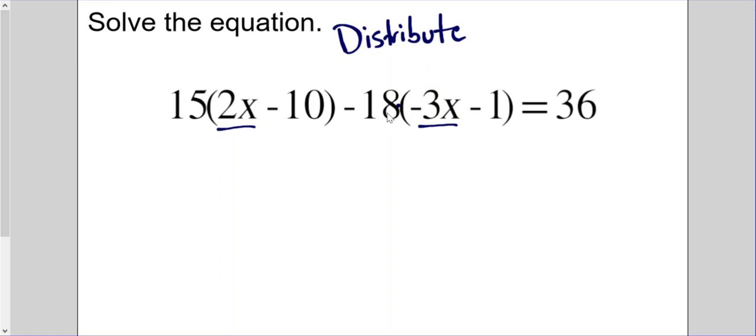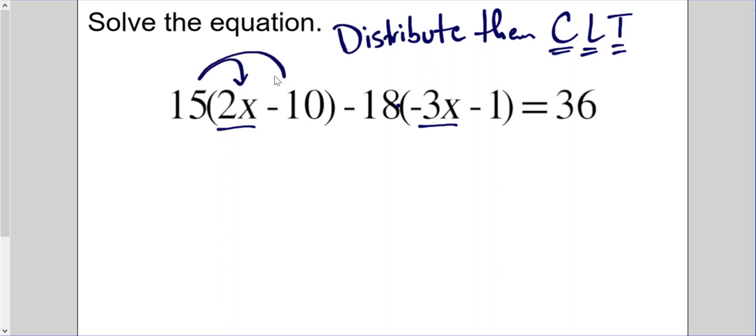I'm going to distribute this negative 18 into this set of parentheses and this 15 into that set of parentheses. And then I'm going to combine like terms. I'm going to abbreviate that as CLT, combine like terms. What that really means, in an equation like this at least, is that I'm combining my x terms together, the variable terms, and then the terms without a variable, the constant terms, the numbers that are by themselves, those also can combine. Before I do any adding and subtracting, I have to do the multiplication step, that's distributing.